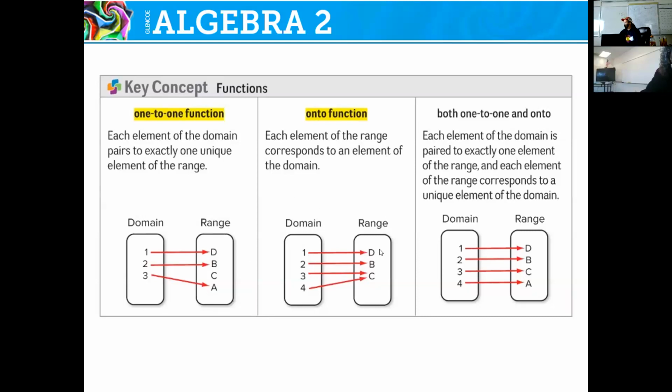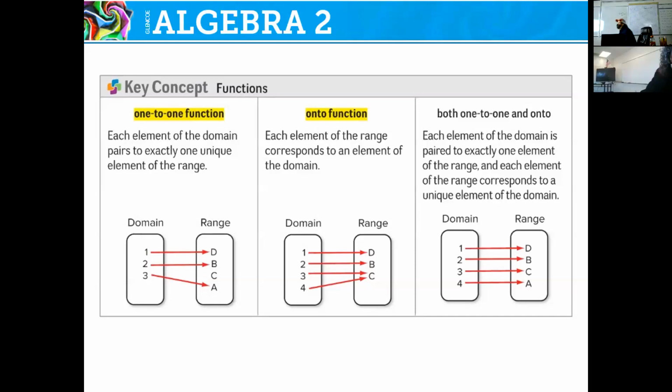So you can see 1 maps with D, 2 maps with B, 3 maps to C, and 4 maps to C. This would still pass the vertical line test because none of our domain is duplicated. So that's the key. It needs to pass the vertical line test to become a function, but to be an onto function, the range will map to the domain. A one-to-one function passes the horizontal line test, and the domain maps to a unique element of the range, meaning that it's not duplicated or copied in any way.